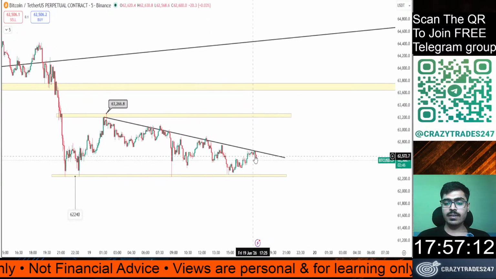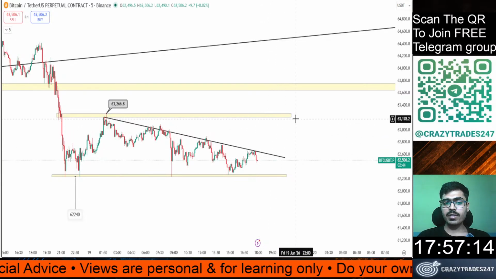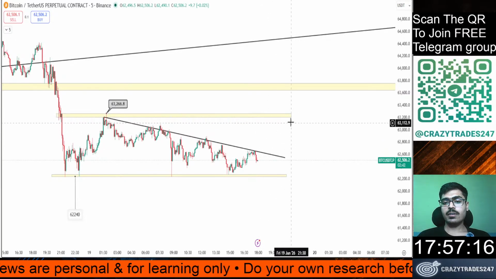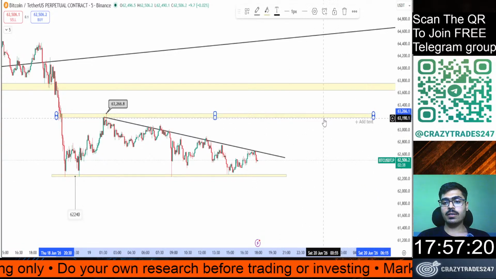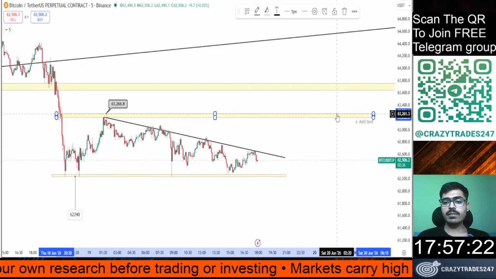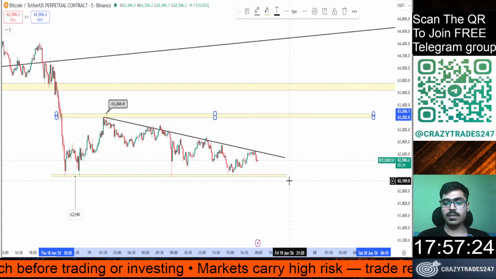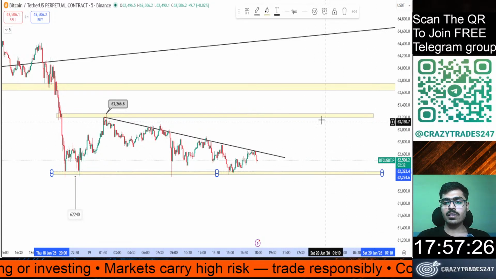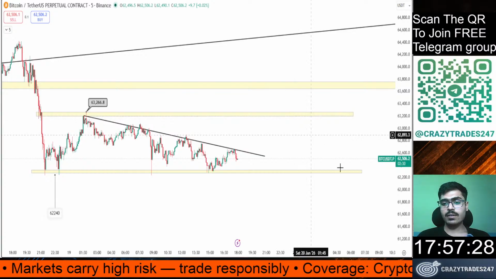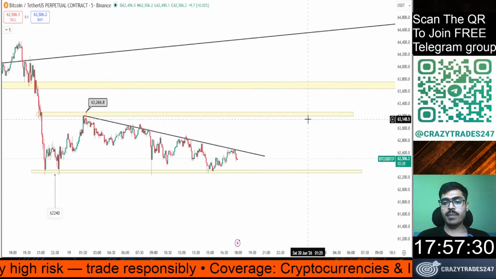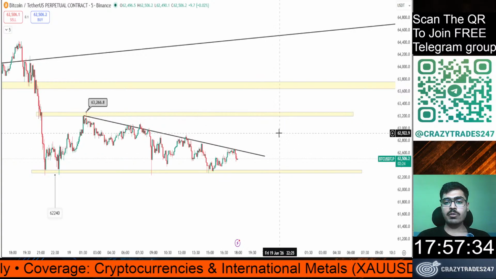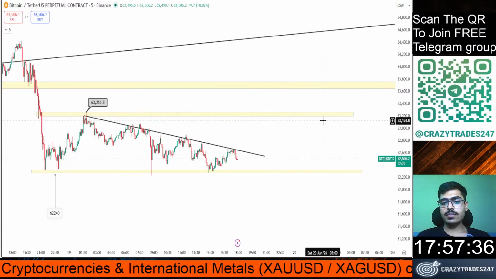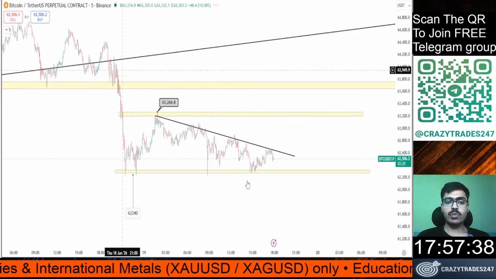Instead, if price gives an up move from here, and we find some selling opportunities up at this resistance level, then we can go for that instead, to capture the move price will make while retracing back to its support. So instead of taking a long position here, we would prefer taking a short position at the resistance because the overall trend is negative.